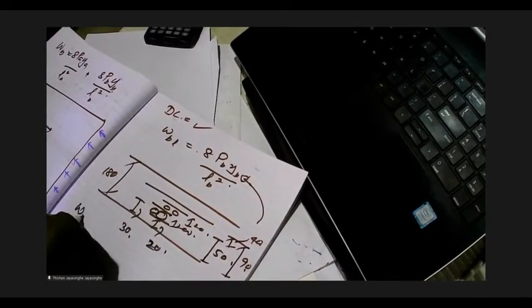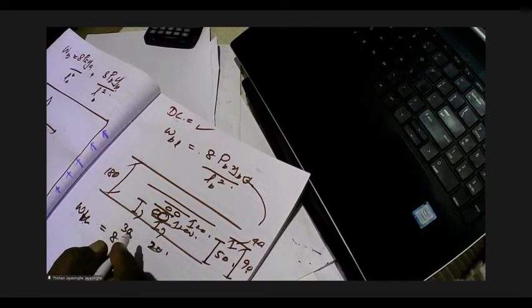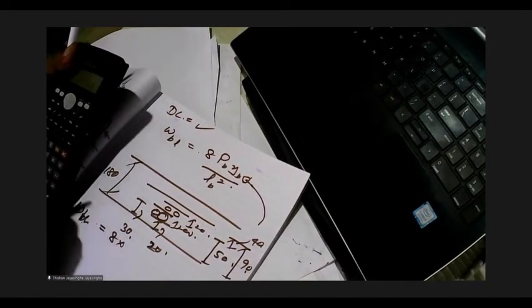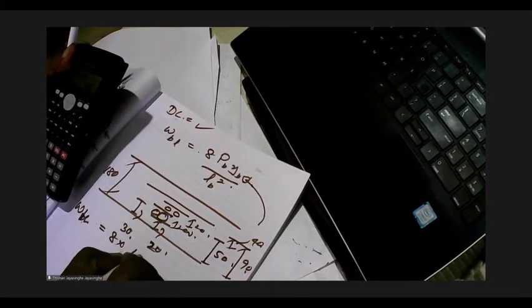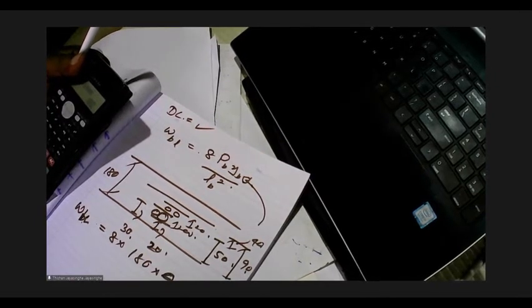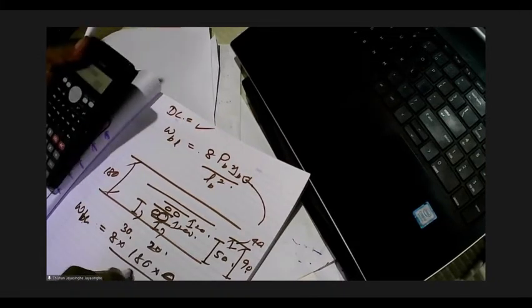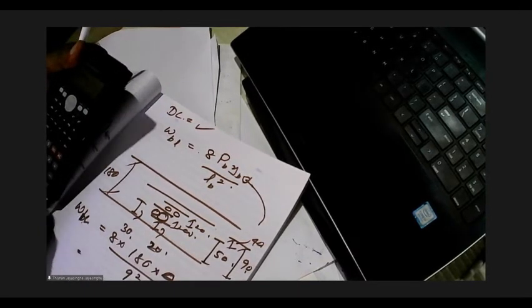So WBL, balance load 8 PB. You are applying 1 newton per meter square. So 1 multiplied by 1000 multiplied by 180 divided by 1000, that equals 180 kilonewton. PT has been applied with an eccentricity of 40 millimeters. Newton per meter square, 8 into 180, 0.04.